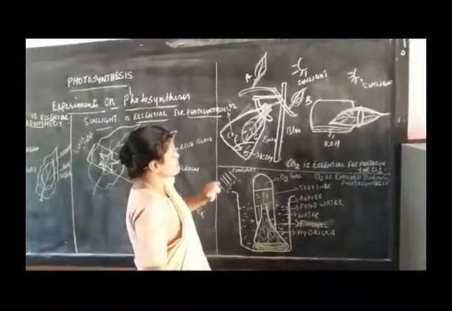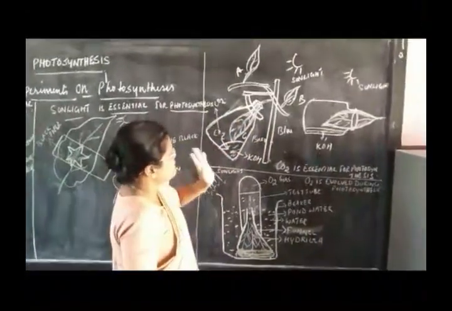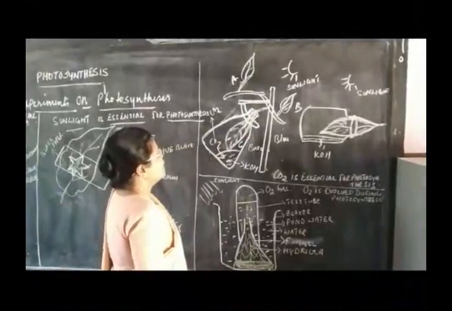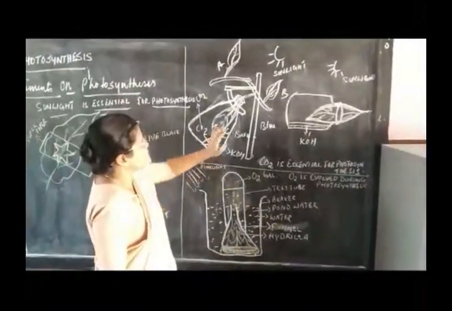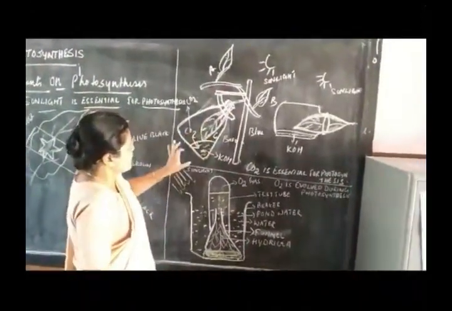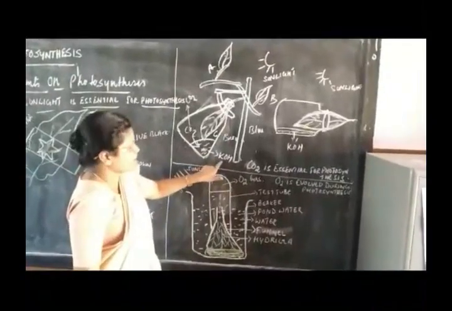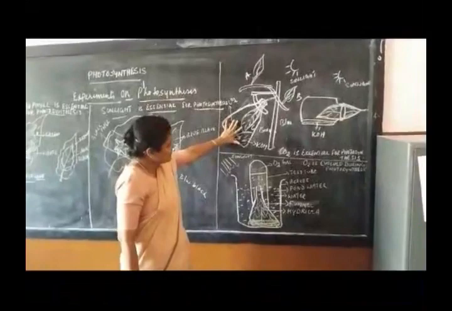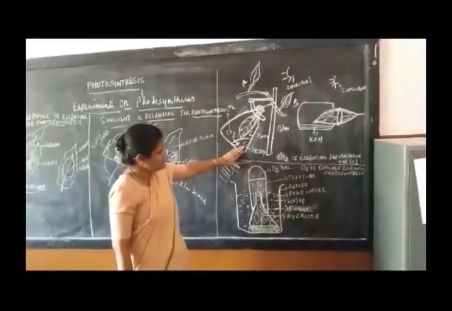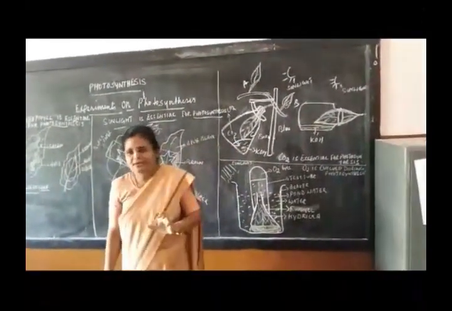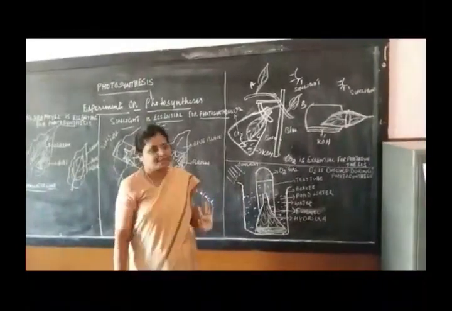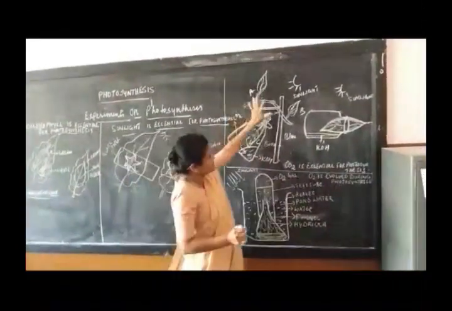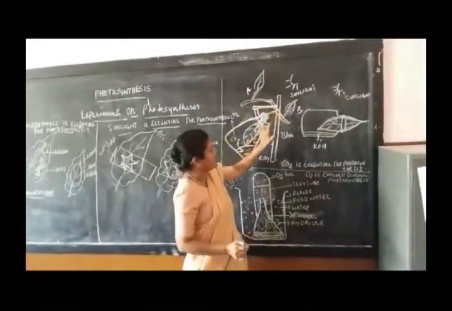Similarly here, you are taking a twig. The twig has 3 leaves, leaf A, leaf B, leaf C. Now what you do is, you take a flask containing potassium hydroxide, and the property of potassium hydroxide is that it absorbs carbon dioxide. Now you are taking a twig that has 3 leaves. So we have A, B, C.